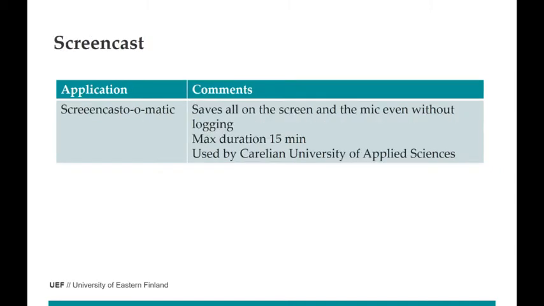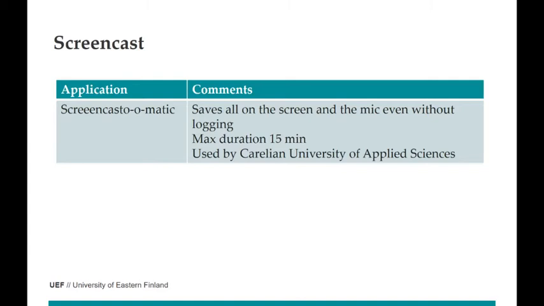Then screencasts. I think Screencast-O-Matic is the most popular because it's free of charge. You can save all the screen and microphone even without logging on the server, and in that case, it will save it on your own computer. But if you use this free username and password, then you can save it also on their web page. But if you are making it for free, the max duration is 15 minutes.